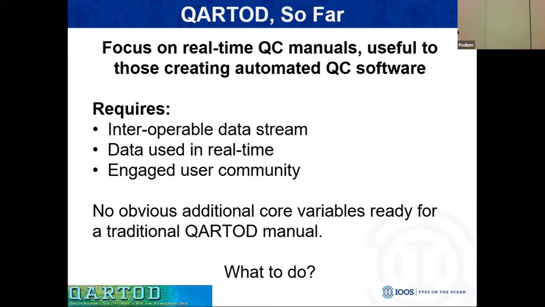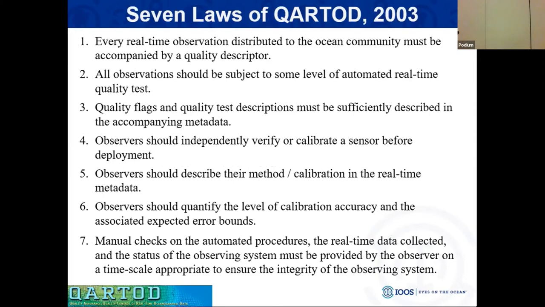So in order to create a traditional QARTOD manual, an interoperable data stream, data usage in real time, and an engaged community are required. There are 34 core variables identified by IOOS, and many, in fact, don't have real-time applications, or they don't have interoperable data streams. And so as we prepared this five-year plan update, we wondered, what are we going to do? There are no obvious core variables that are ready for a QARTOD manual. So we went back to the seven laws of QARTOD that were coined in the very first meeting in 2003. And the existing manuals address these first three laws nicely, but there are four other laws that QARTOD could be addressing. And so we're planning to expand the scope of QARTOD to include these additional laws.